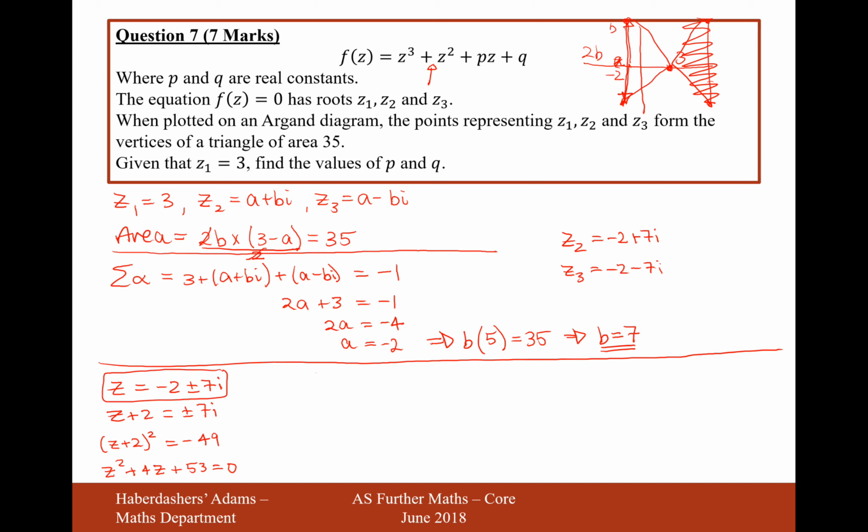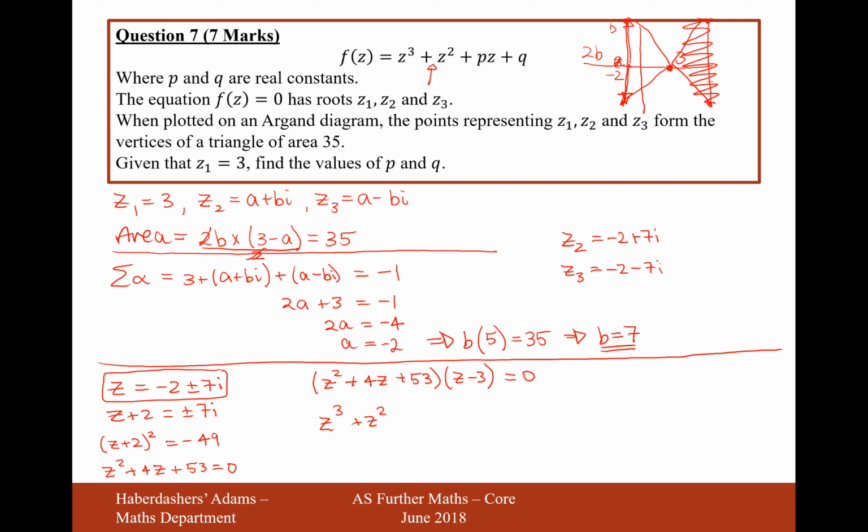So now you just need to make it a cubic by adding in z minus 3. So z squared plus 4z plus 53, and then times z minus 3, because that bracket will give you the z equals 3 root. So let's expand and simplify now. The answer is going to be z cubed, then 4z squared minus 3z squared, so plus z squared. Good, we already knew that, so it's good to check that. Then it's going to be minus 12 plus 53.